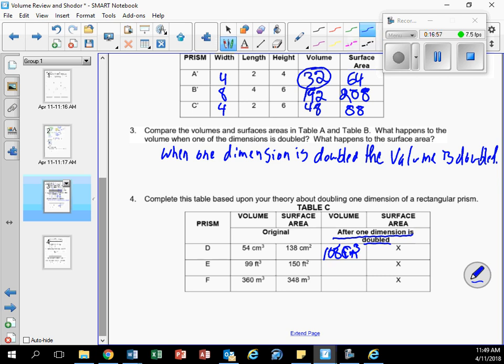Remember, we're doubling the volume. Press pause. All right, welcome back from pause. So we have 198 here, and that's going to be feet cubed.